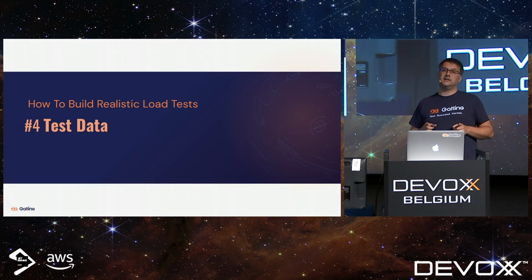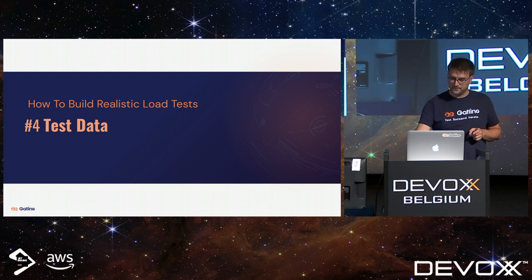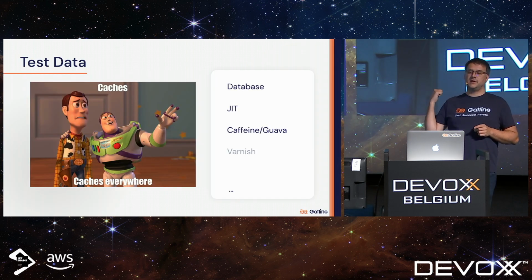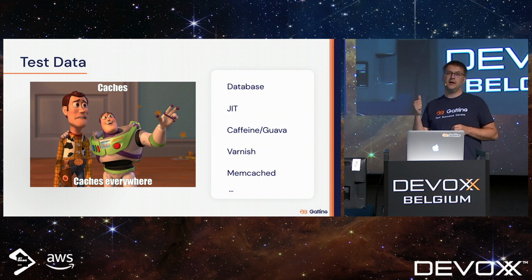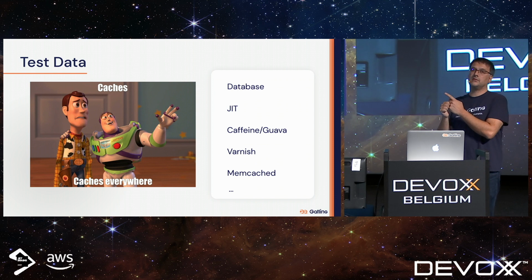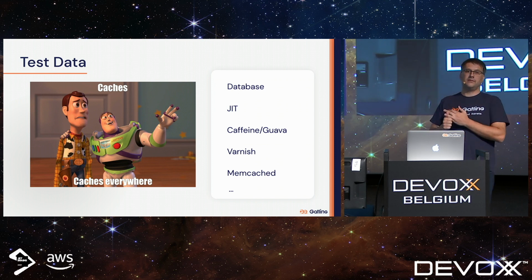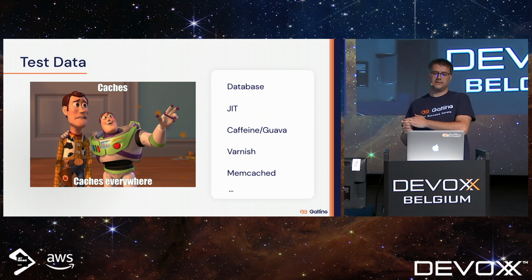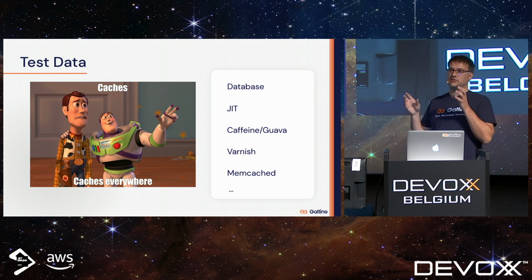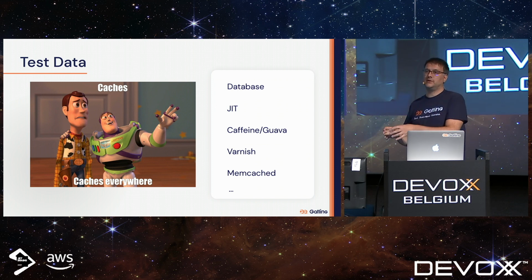Next pitfall, test data. Your application has caches everywhere. In the database, in the just-in-time compiler, possibly you're also using some Java library to implement some application caches, like Caffeine. You could also have cache applications like Varnish. So in this kind of situation, if you have this kind of caches, you want to use your caches the same way they are being used in production.